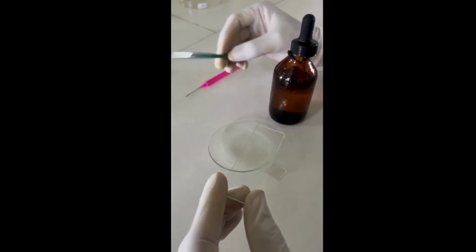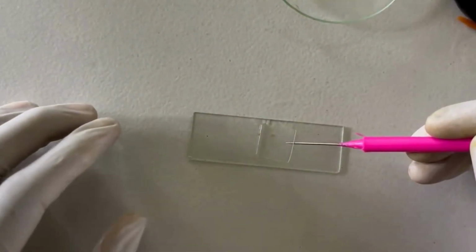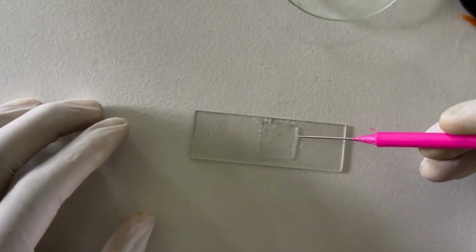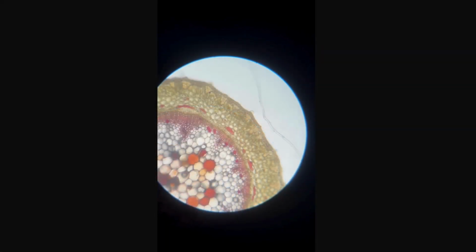With the help of pharmacognosy needle, place the cover slip over the slide. Make sure that no bubble gets entrapped during this step. Observation of slide. Carefully place the slide under the microscope and observe the section under 10x lens.